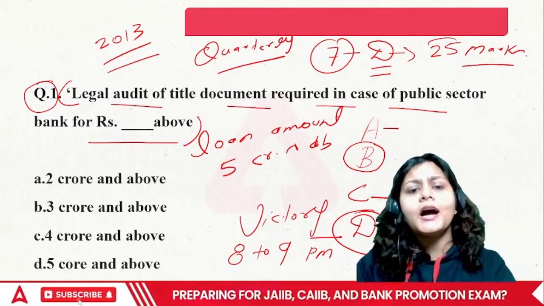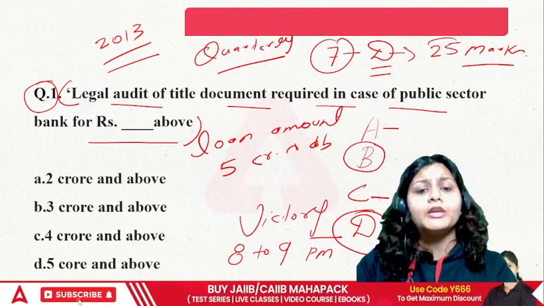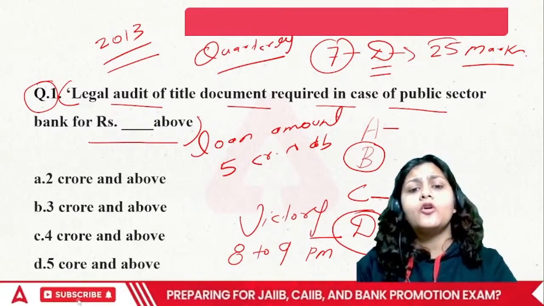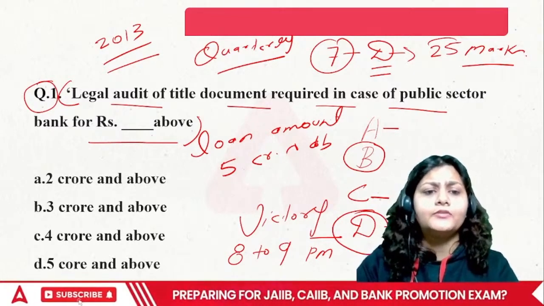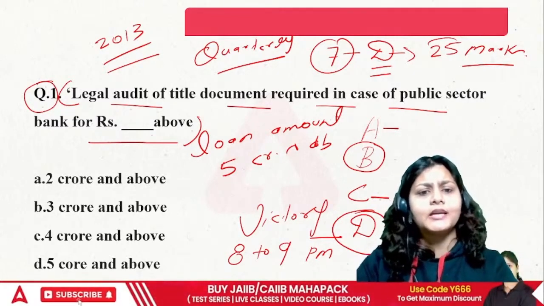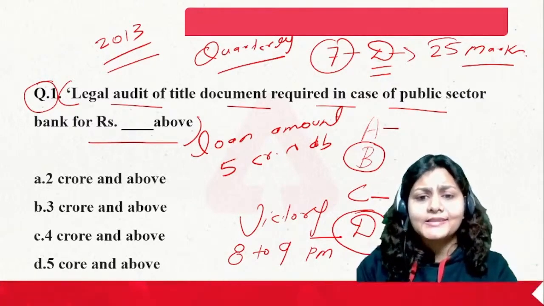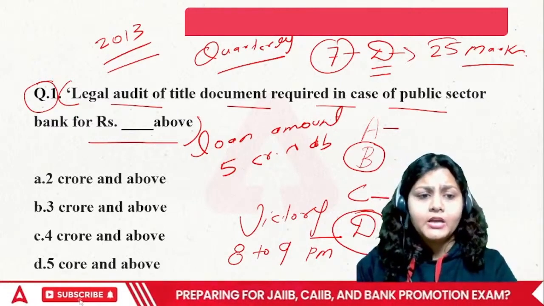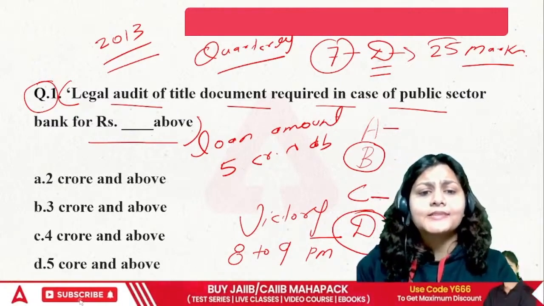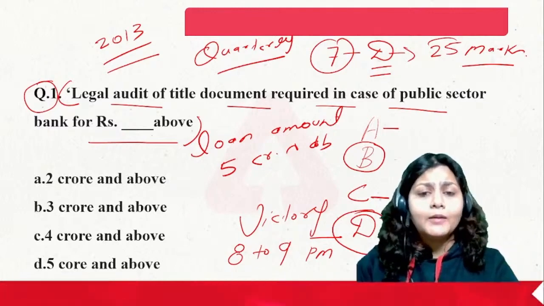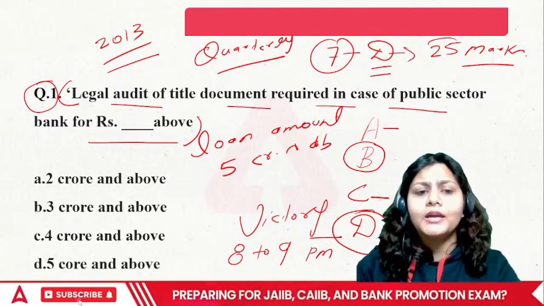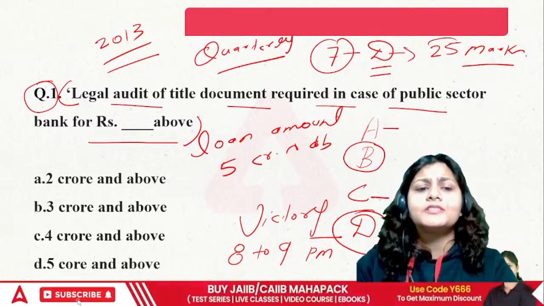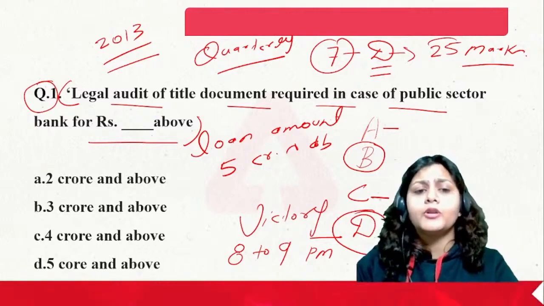They have also asked the banks to do re-verification of all the title deeds with the respective authority. That is a regular audit exercise until the loan is fully repaid, so it will be a quarterly exercise. For any loan above 5 crore, the RBI has asked the bank to do the legal audit of all loan accounts over 5 crore and above on a quarterly basis.